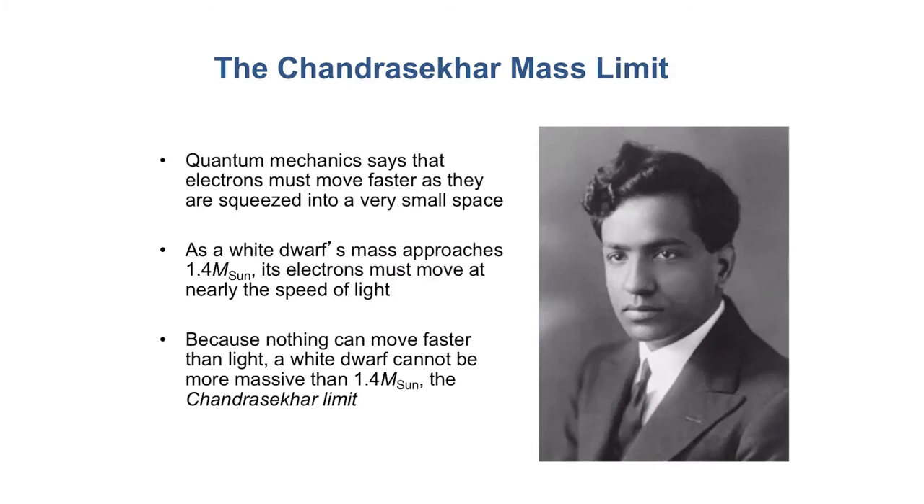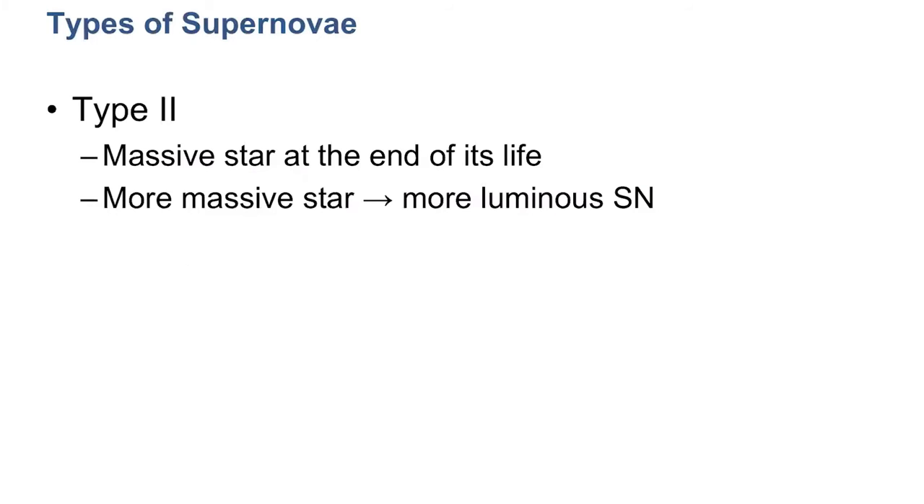And so, since nothing can move faster than the speed of light, that sets an upper limit for how massive you can make something supported by electron degeneracy, like white dwarfs. You cannot have a white dwarf that is more massive than 1.4 solar masses. So that's an interesting factoid about white dwarfs and about the limits of their mass.